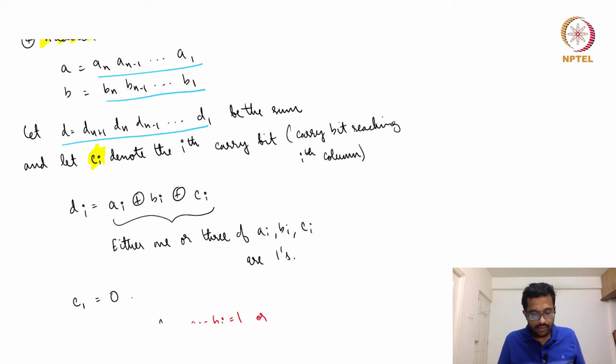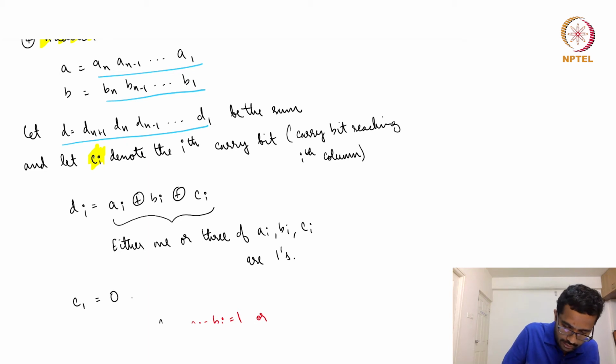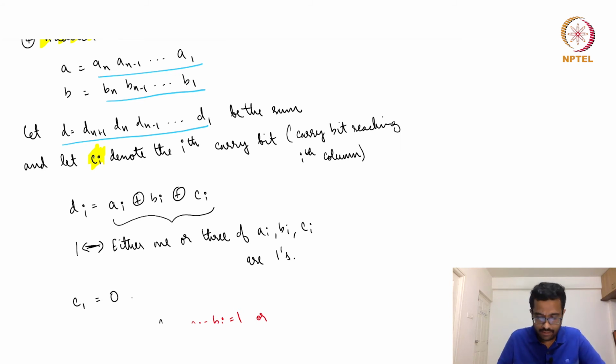So Di is 1 if and only if one of Ai, Bi, Ci is 1, or all of Ai, Bi, Ci is 1. If 0 or 2 of them are 1, then Di is 0. If 1 or 3 of them are 1, then Di is 1. So I will say Di is 1 if and only if either 1 or 3 of Ai, Bi, Ci are 1s. So it is a parity function, right?